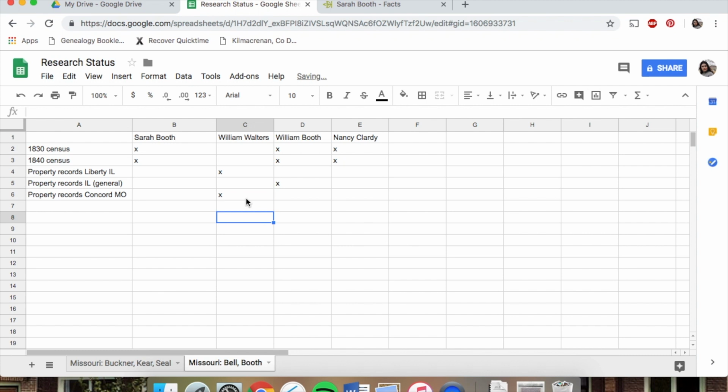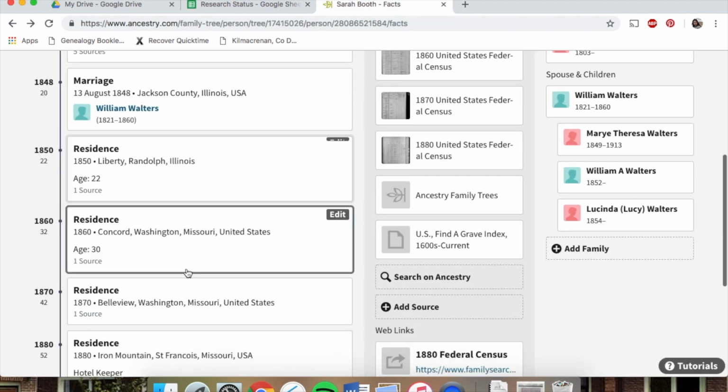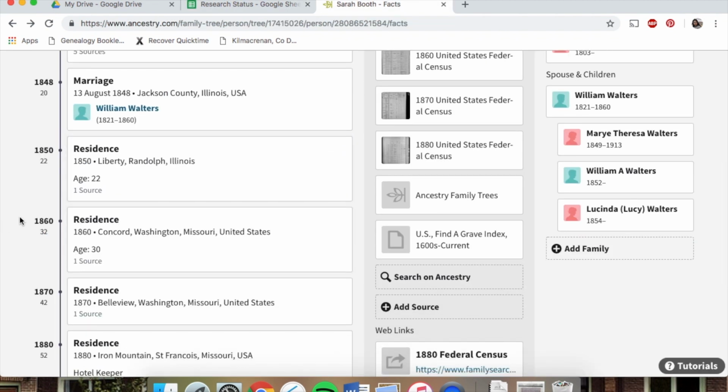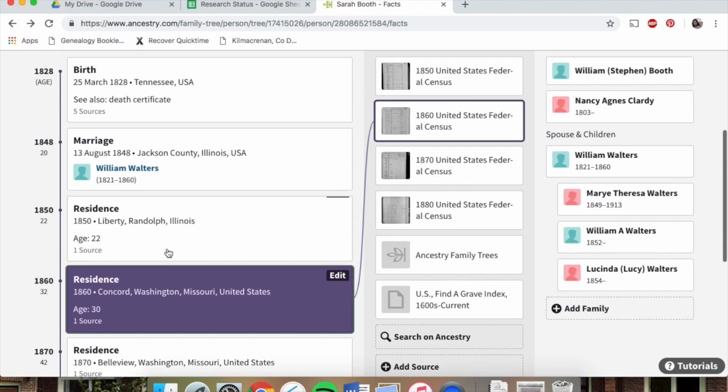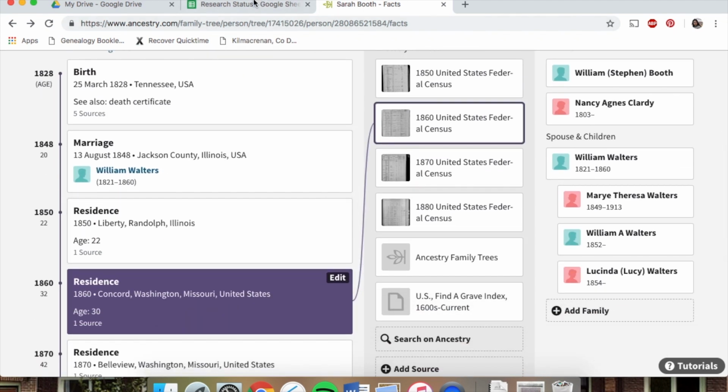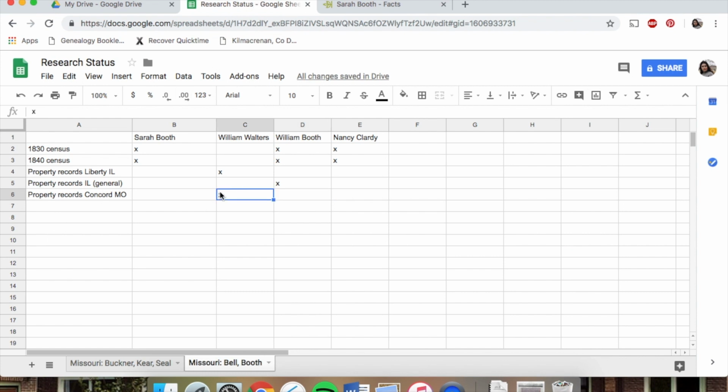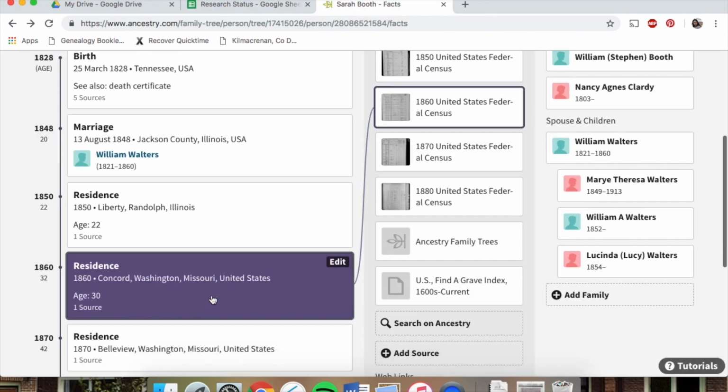Put an X next to his name. And again, I don't need to put an X next to these people because as far as I know, they didn't move. So I just realized that I made a mistake. 1860 is when Sarah lived in Concord, Missouri, but actually William, her husband, was dead by then, I believe. I think she was a widow, if I remember correctly. So I am going to take his X away and actually put an X by her name because he was nowhere to be found. So that's interesting.